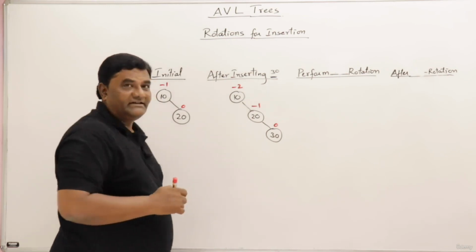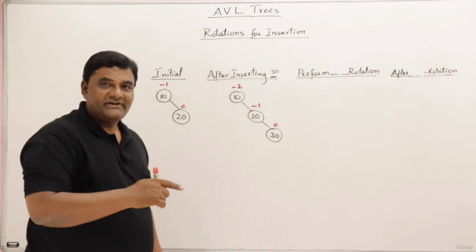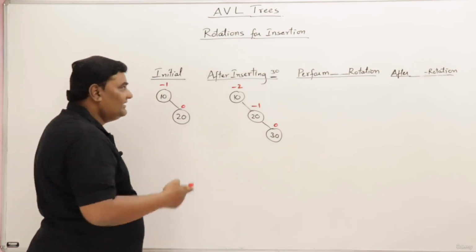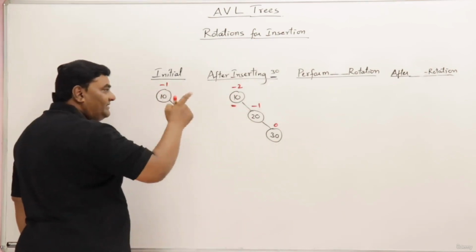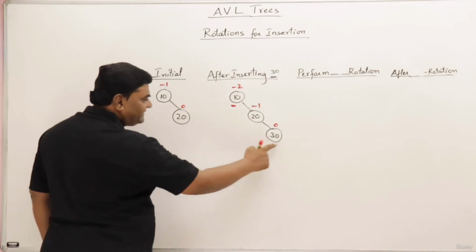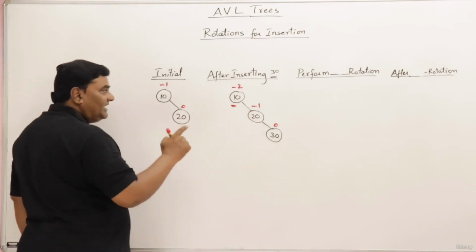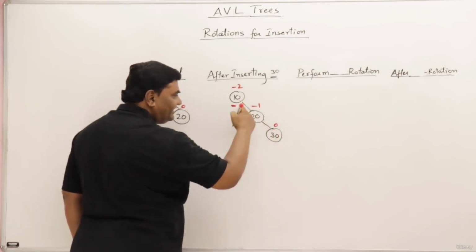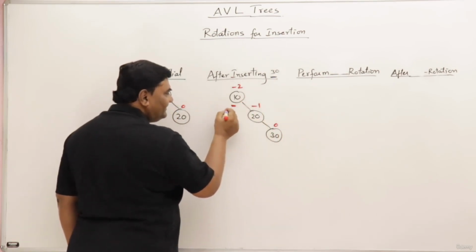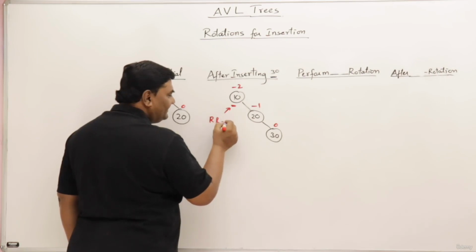Minus 2 is not a valid balance factor. Balance factor cannot be less than minus 1. This is minus 2. So this node became imbalanced. So why did it become imbalanced? Because we have inserted 30 just now, where we have inserted the right child of the right child. Right? It is the right child of the right child. So RR. So let us call this RR imbalance.